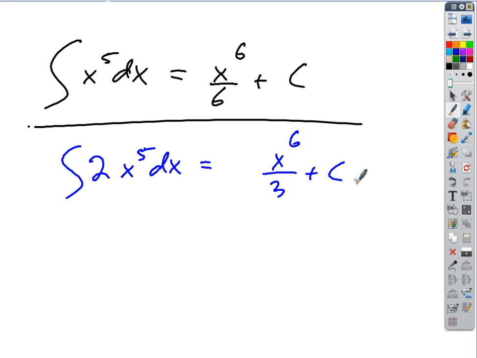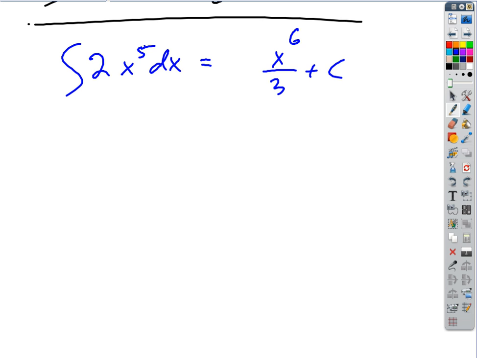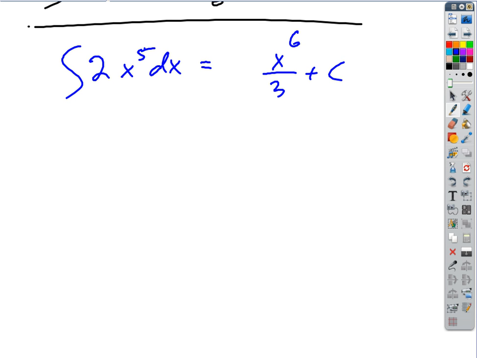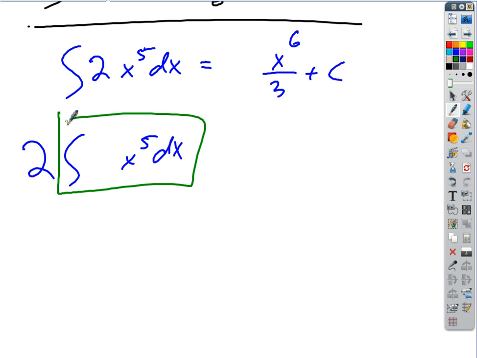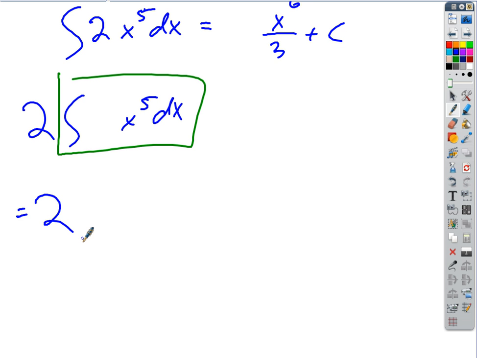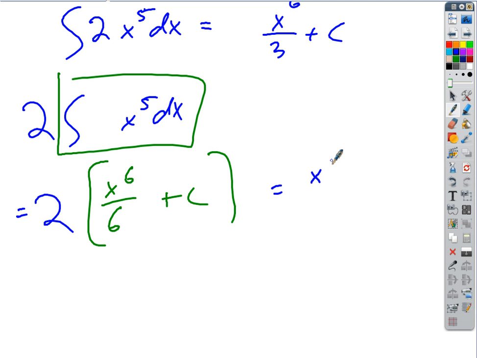But we don't have to do that. We could also be very formulaic about this and just use our new formula. We could have taken this exact problem and pulled the 2 out front. Then we know everything in the green box is the same as above: x to the 6th over 6 plus c. So I end up with 2 times x to the 6th over 6 plus c. When I distribute the 2, 2 over 6 is a third, so x to the 6th over 3. 2 times a constant is just a constant.